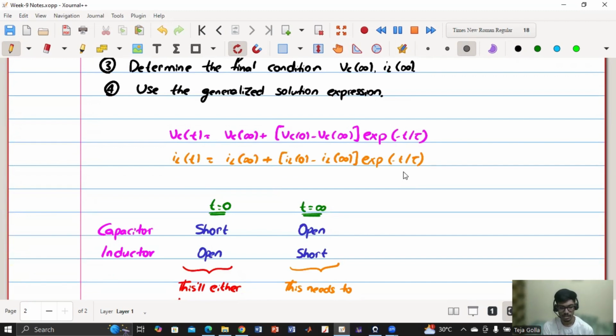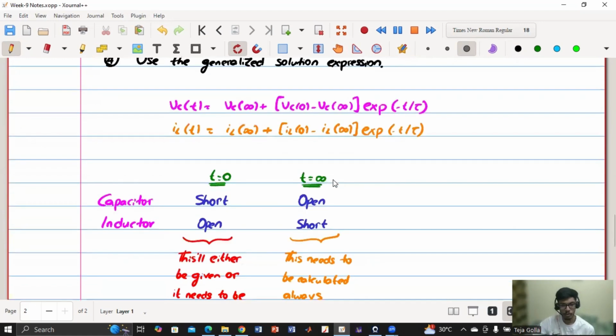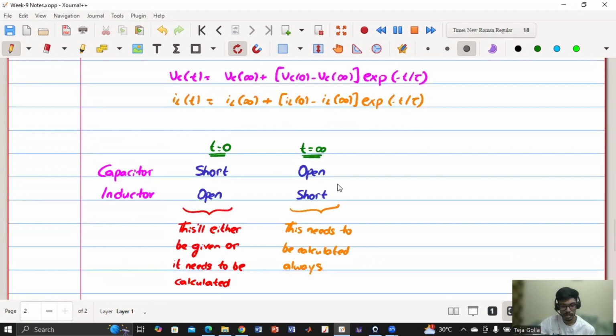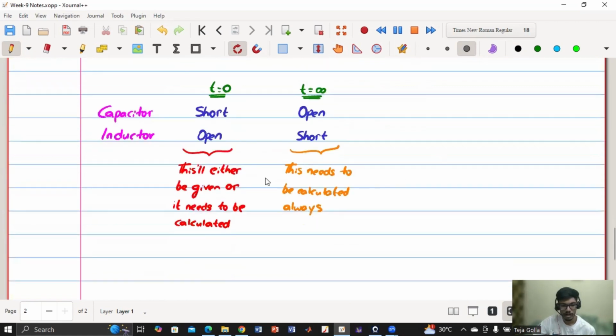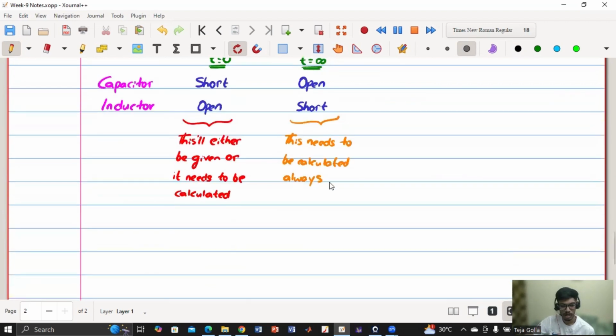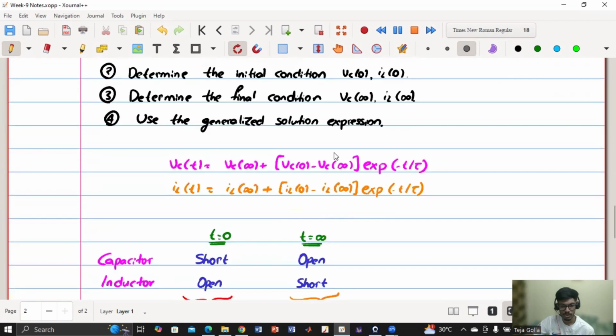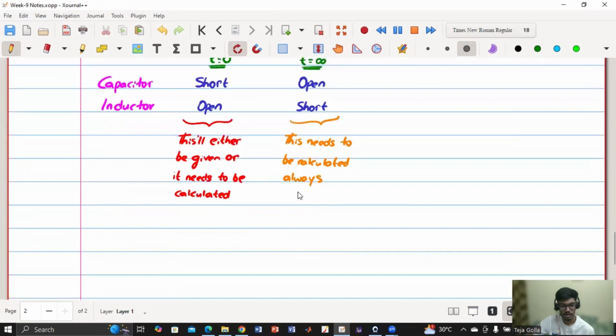And these are the things like capacitor will be open at t equal to infinity, inductor will be short at t equal to infinity. Using this, we can easily find out the final values, capacitor final voltage and inductor current final value, and we can plug this in to get the time expression of VC or IL.